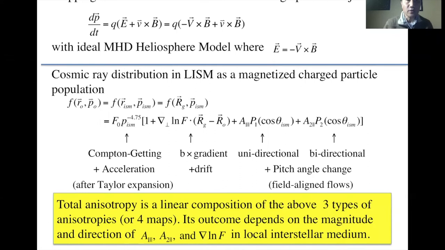The cosmic ray distribution in the local interstellar medium can be expressed in this perturbative form, which indicates we have Compton-Getting anisotropy, gradient anisotropy, and the pitch angle anisotropy, unidirectional and bidirectional. The total anisotropy is a combination of these four types of anisotropies.